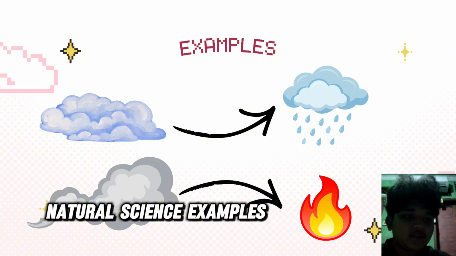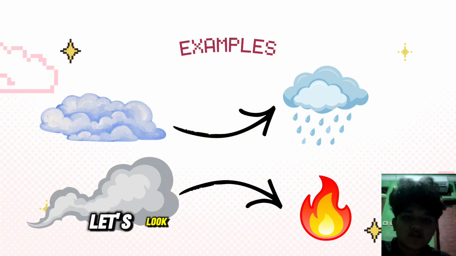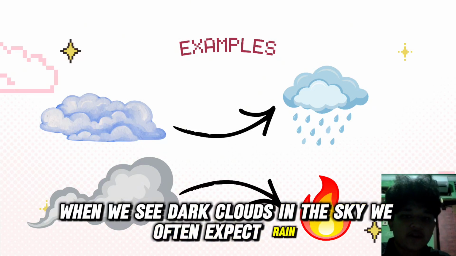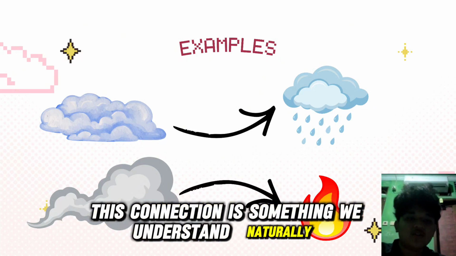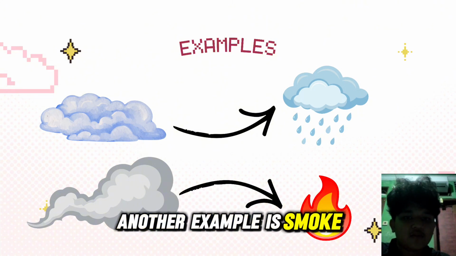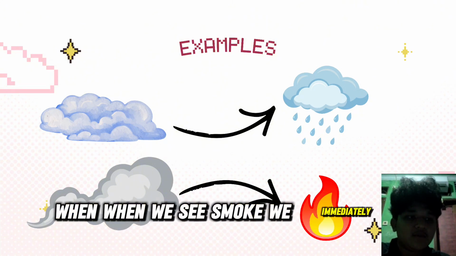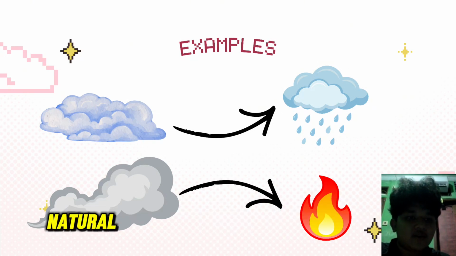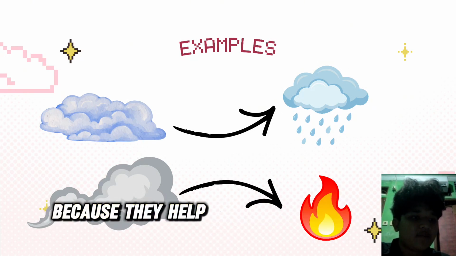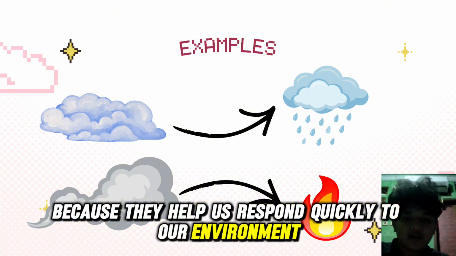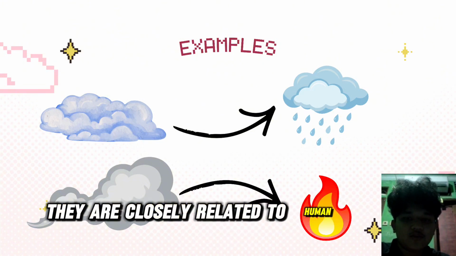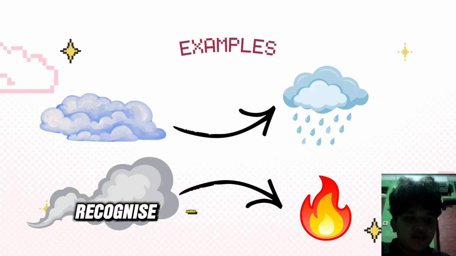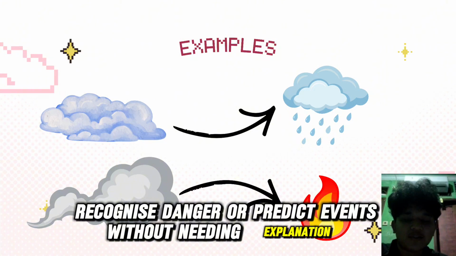Natural sign examples and function. To make it clear, let's look at some examples. When we see dark clouds in the sky, we often expect rain. This connection is something we understand naturally. Another example is smoke. When we see smoke, we immediately think of fire. This is a direct cause and effect relationship. Natural signs are important because they help us respond quickly to our environment. They are closely related to human survival as they allow us to recognize danger or predict events without needing explanation.